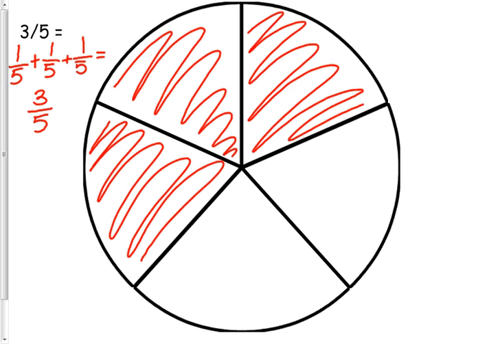Pretty easy. You're taking each part and checking as you go. 1/5 plus 1/5 plus 1/5. If I count them all together, 1, 2, 3 out of 5 pieces.